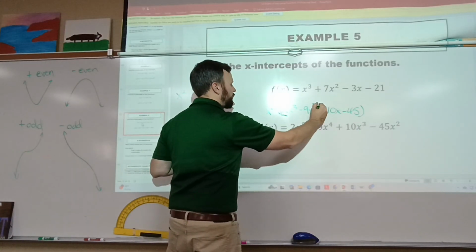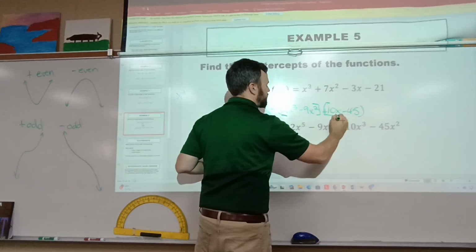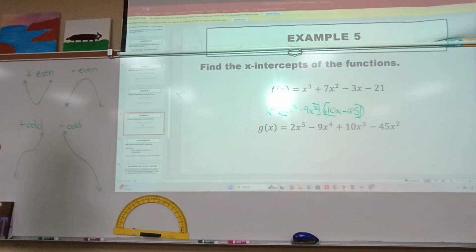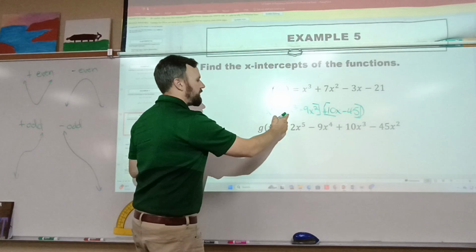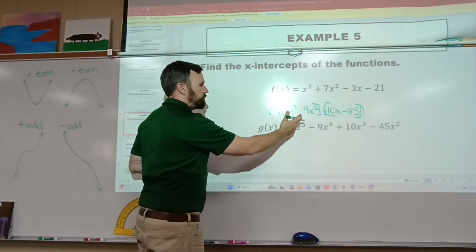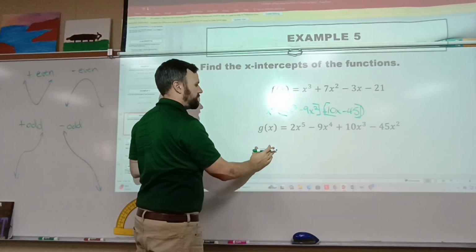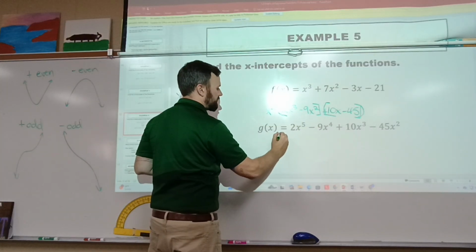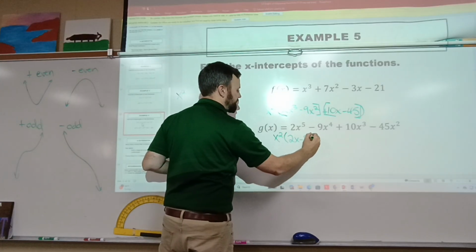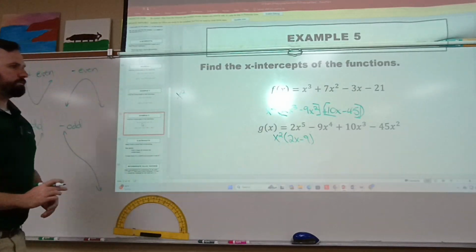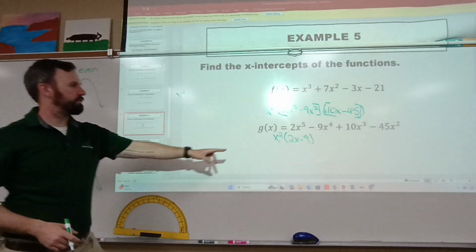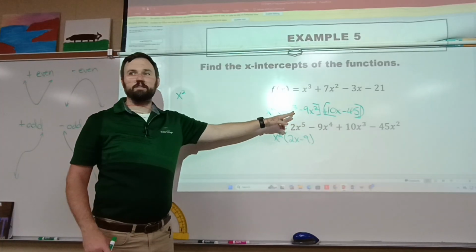I'm going to try to group them because that's the only tool I'm teaching you guys right now. I'm going to show you guys another tool later. Is there something I can pull out of both these? Not the 2 and the 9, right? But what about that x squared? Yep. So I'm going to pull out an x squared. That becomes 2x minus 9, right? I just pulled out an x squared. That is an x squared. That is 3x's. What's up?